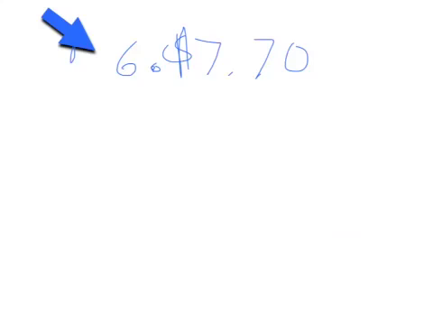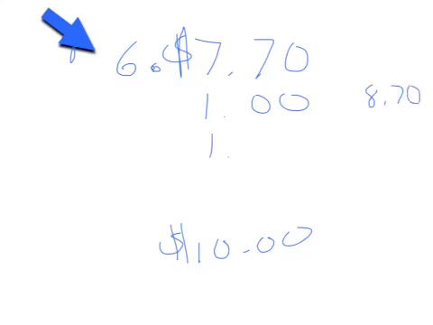Another way that we can make change is to just count up to the amount that we were given. So remember, we started with $10 and we spent $7.70, and we're looking for our change here. We're on problem number 6 if you haven't figured that out. So what you can do is just keep counting up until you get to $10. So if we add $1, we're at $8.70. If we add another $1, we're at $9.70.